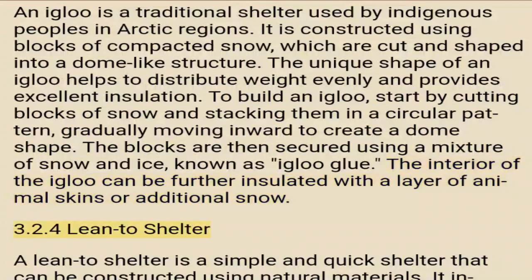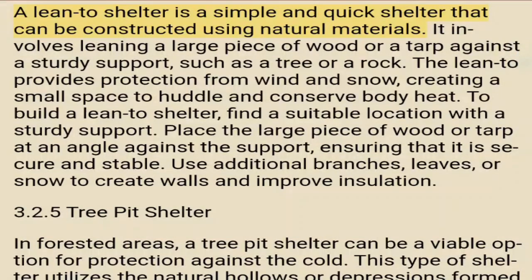3.2.4 Lean-to shelter. A lean-to shelter is a simple and quick shelter that can be constructed using natural materials. It involves leaning a large piece of wood or a tarp against a sturdy support, such as a tree or a rock. The lean-to provides protection from wind and snow, creating a small space to huddle and conserve body heat.